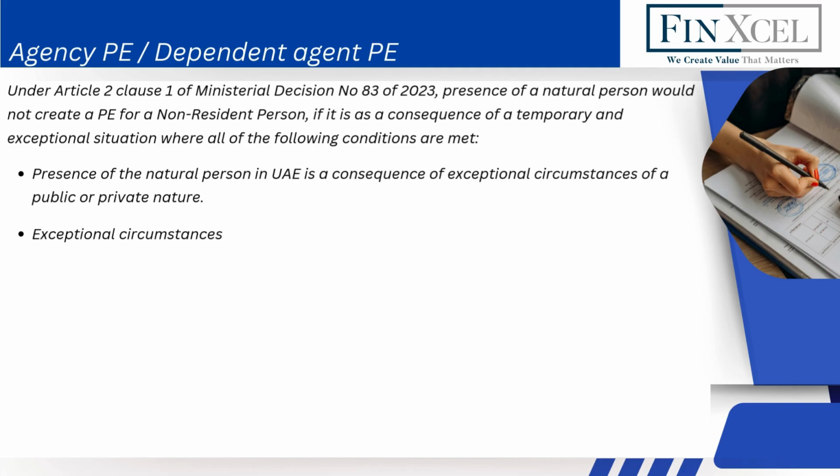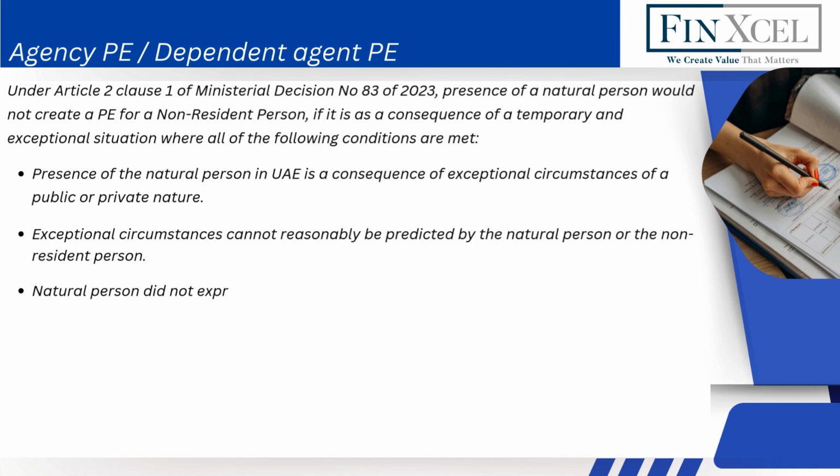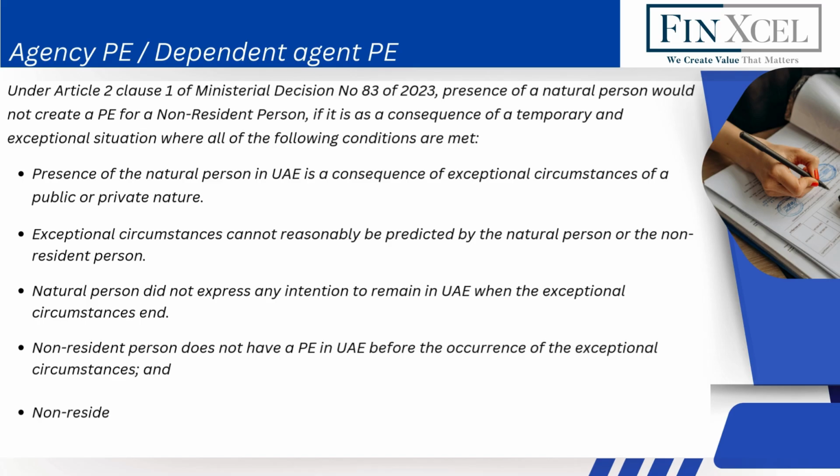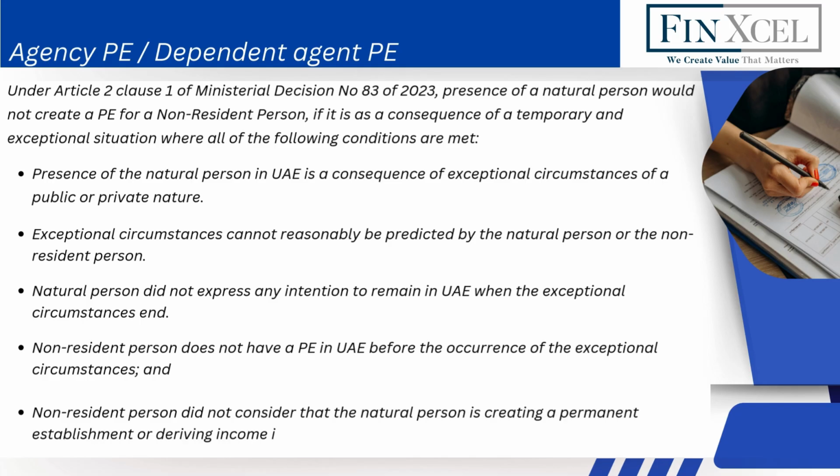Exceptional circumstances cannot reasonably be predicted by the natural person or the non-resident person. The natural person did not express any intention to remain in UAE when the exceptional circumstances end. The non-resident person does not have a PE in UAE before the occurrence of the exceptional circumstances, and the non-resident person did not consider that the natural person is creating a permanent establishment or deriving income in UAE as per the tax legislation applicable in other jurisdictions.